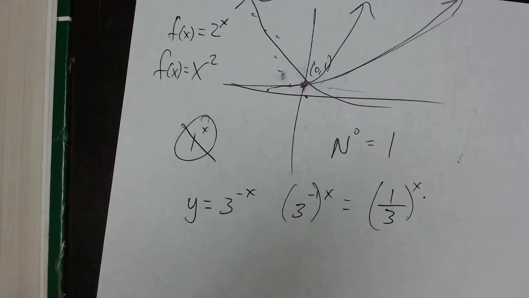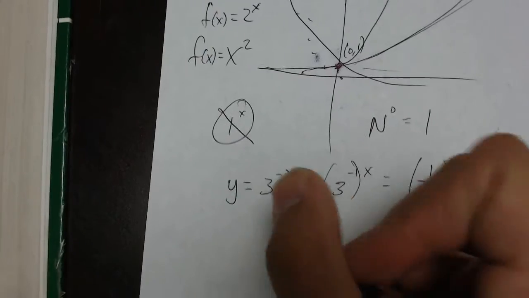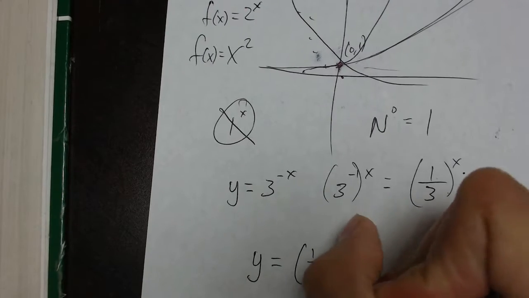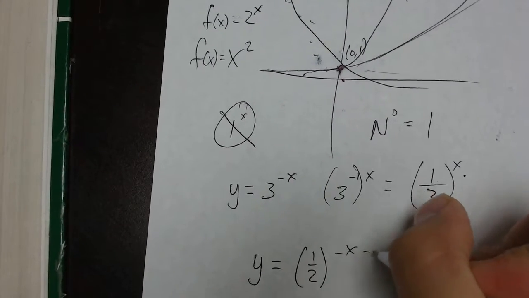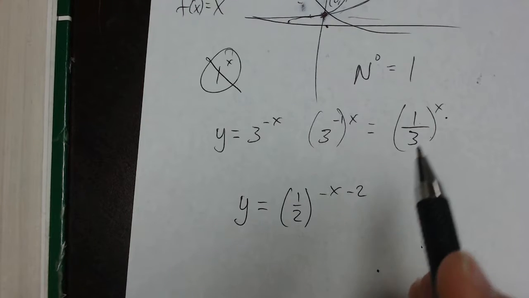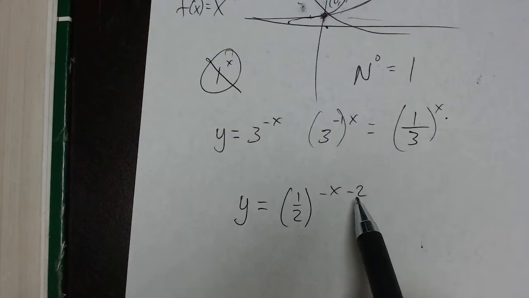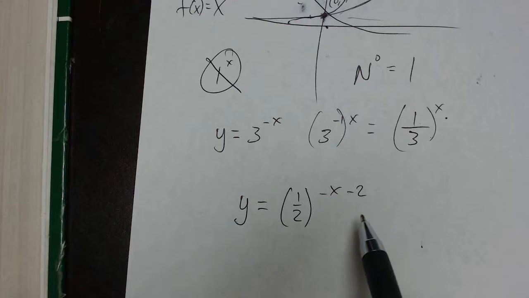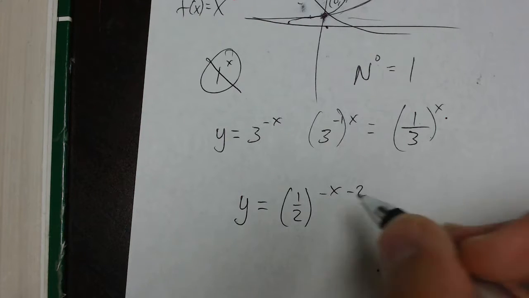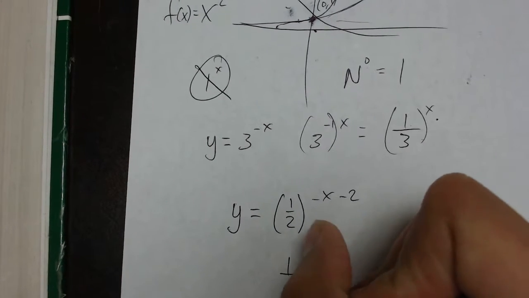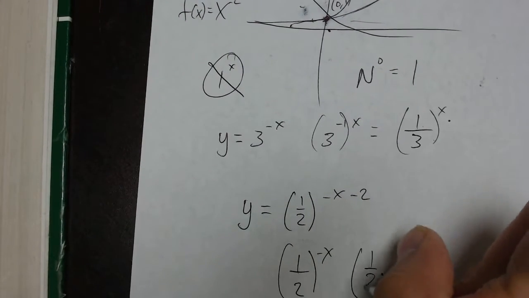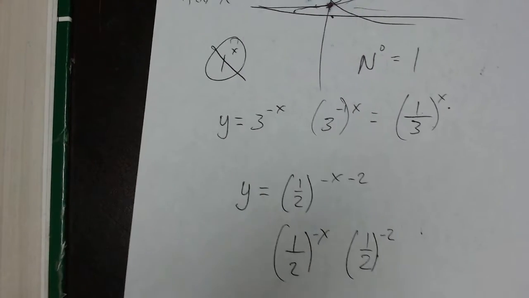Let's see here. A tougher example. Let's say they tell you to graph the function y equals 1/2 to the negative x minus 2. The way I can rewrite this is, this negative 2 value, I can actually resplit it into a multiplication problem. So this first half, I'll take it as 1/2 to the exponent of negative x, and then the other one I'll take as the exponent of 1/2 to the negative 2.